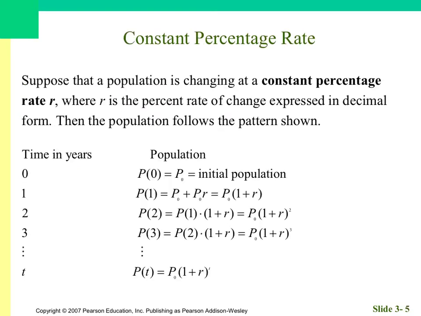Suppose that the population is changing at a constant percentage rate, R, where R is the percent rate of change expressed in decimal form. Then the population follows this pattern. P naught is the initial population, and then you take the initial population times 1 plus R, and then if it's been 2, 1 plus R squared, R third. So this is the standard form for constant percent rate of change. Okay? So let's look how we do this.